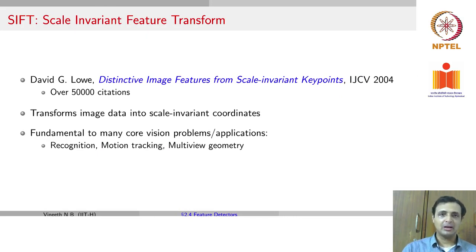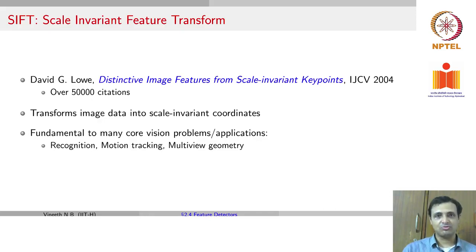SIFT was developed by David Lowe from the University of British Columbia. It was developed way back in the late 90s, but by the time it was formally published, it was close to 2004. To this date, it has over, I think, 56,000 or 57,000 citations. That speaks of the impact that it has had on the community over the last decade and a half.